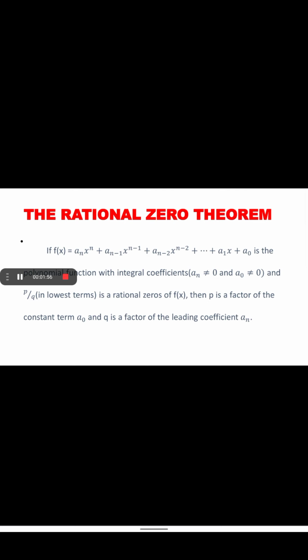Let's see one example related to this. Here we find all the possible rational zeros of p of x. This is a polynomial. We need to identify the possible rational zeros. In the question, they didn't ask what the factors are. They only ask what the possible rational zeros are. We just find the possible rational zeros of this polynomial.